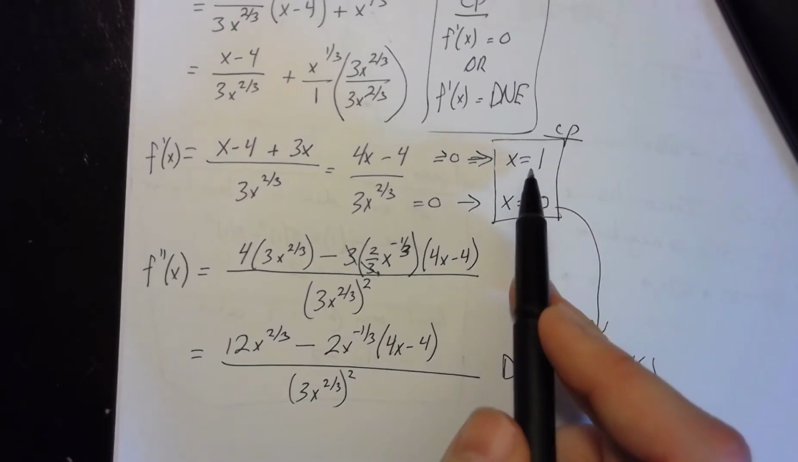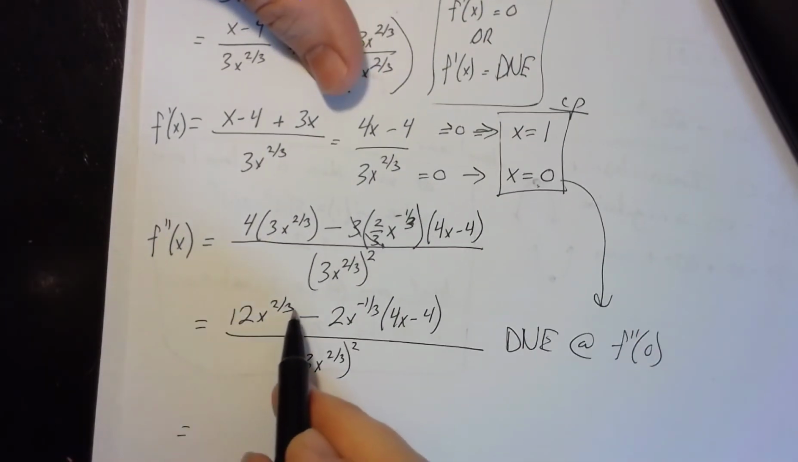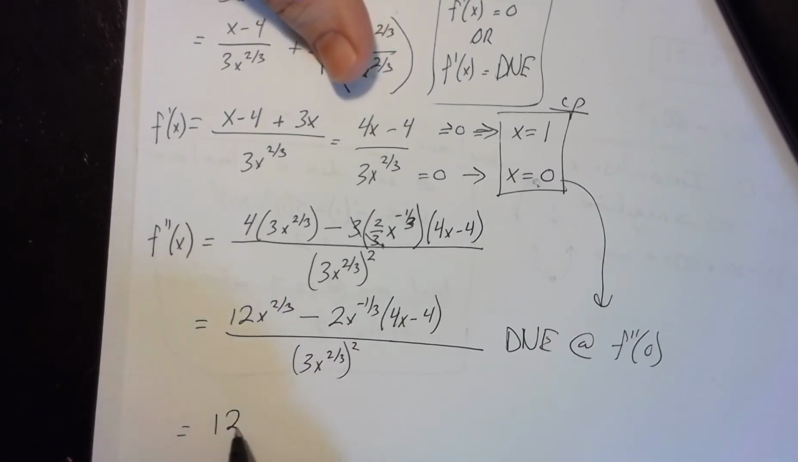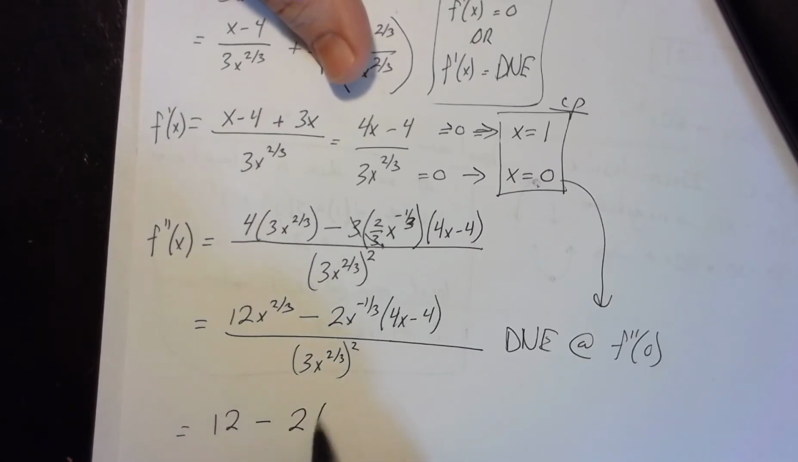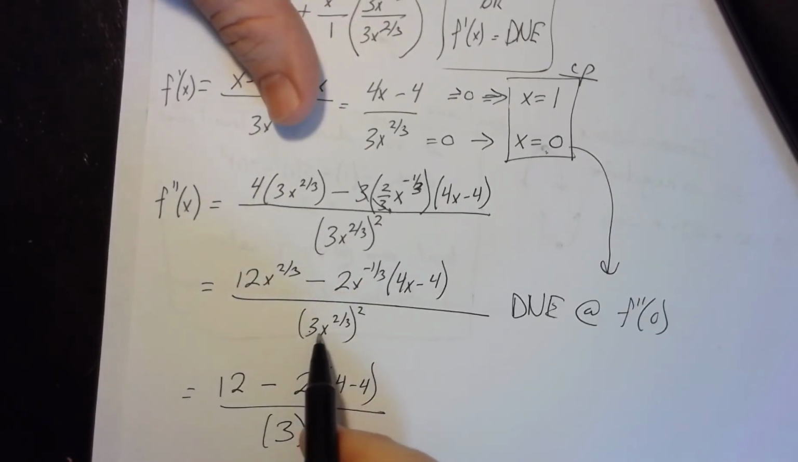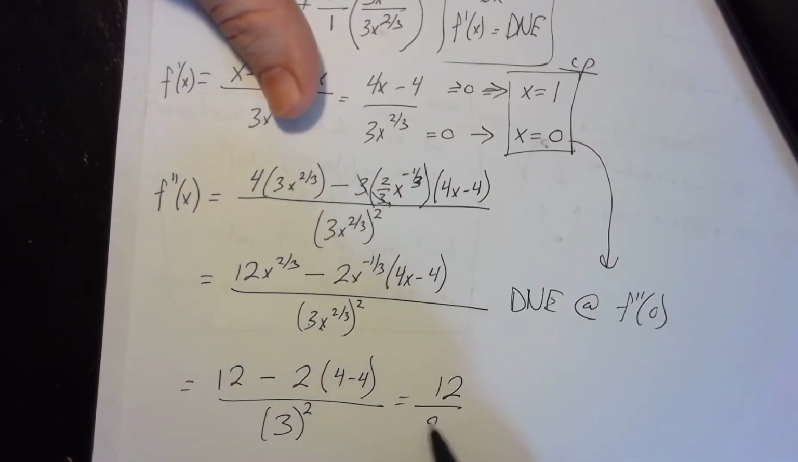For 1, when I plug 1 into this function, things work out quite nicely. Again, this is the cube root of 1 squared, which is just 1. So I'm going to have 12 minus, same situation more or less here, 2 times 4 minus 4, which ends up all just being 0, all divided by 3 squared. Again, be very careful with 3 times 1 to the power of 2/3. 1 to the power of 2/3 is simply 1. 3 times 1 is 3. 3 squared is 9. So I'm going to end up with something that looks like 12 divided by 9.